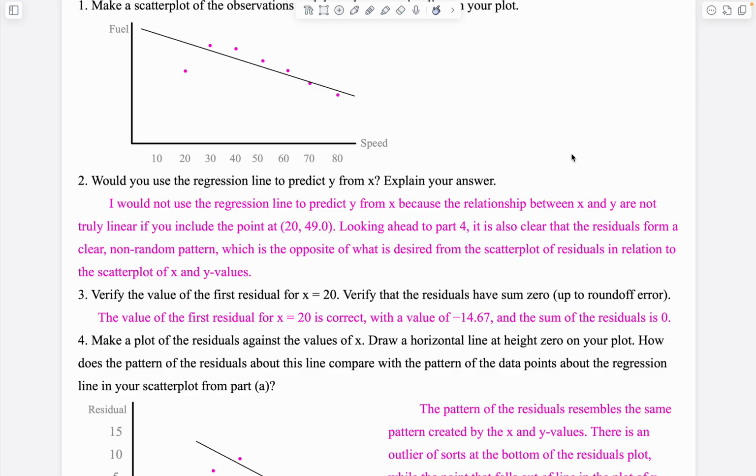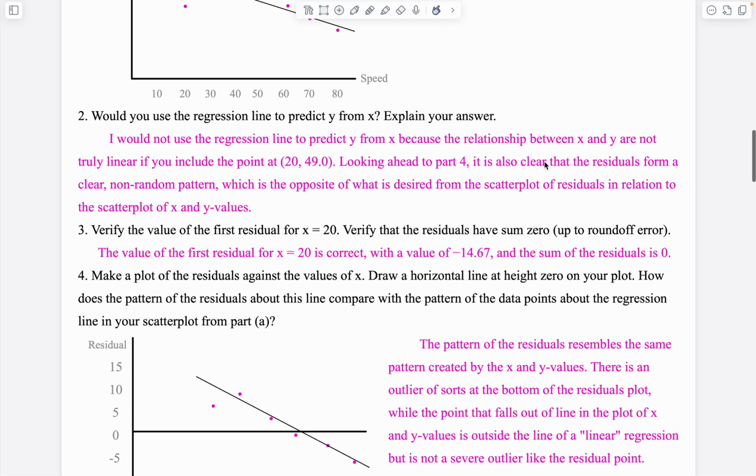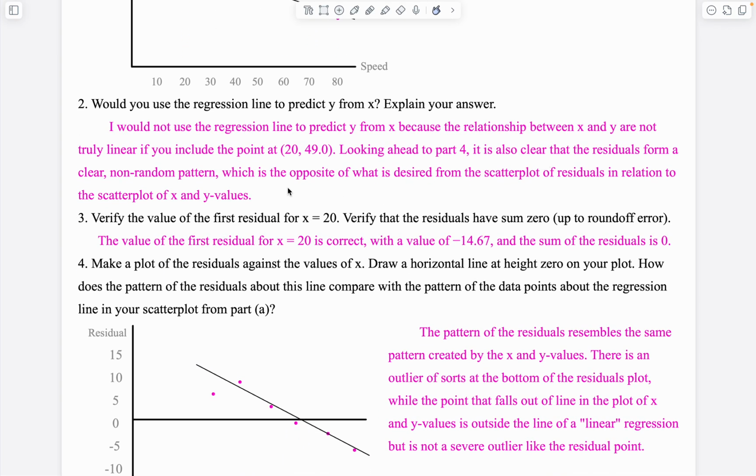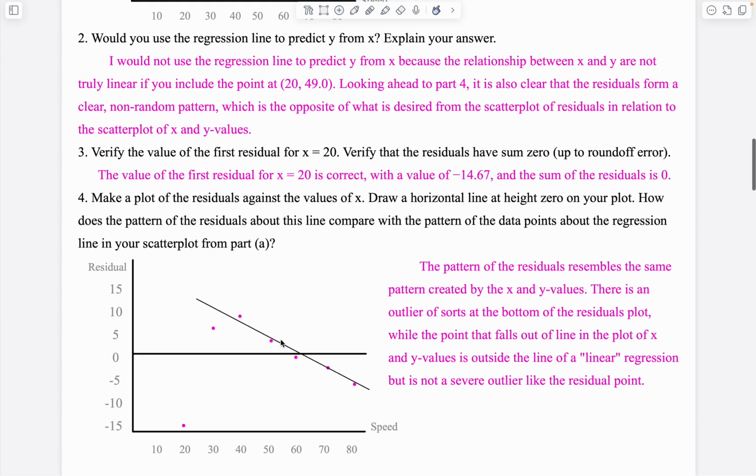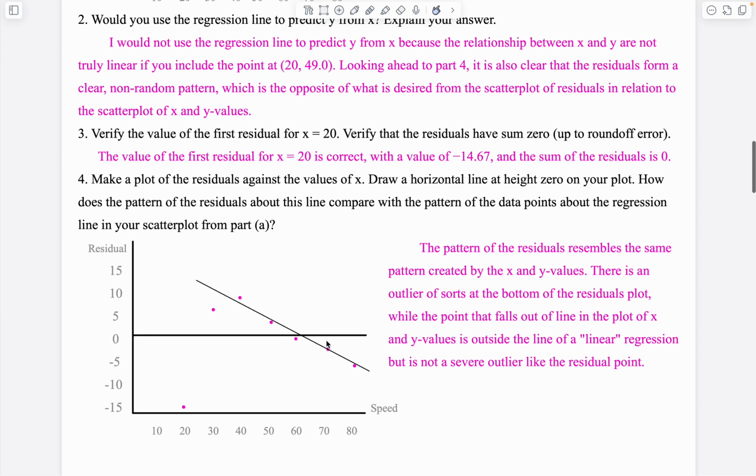But using the residuals graph that part 4 asks us to create, and checking those residuals first, at X equals 20, the residual is negative 14.67, and the sum of all of the residuals is 0, so that is verified. So we can check that off. But using this plot that I have created, there is a major outlier, as well as one that is really similar to the one in the first part of the question.